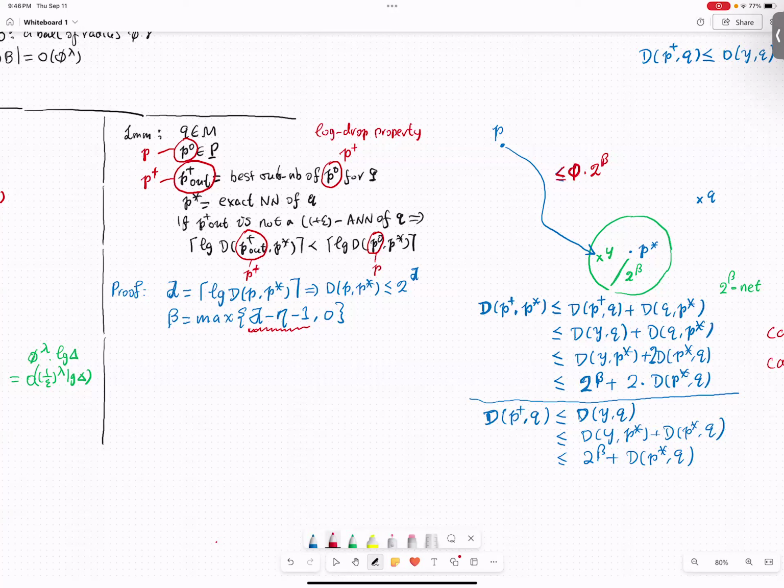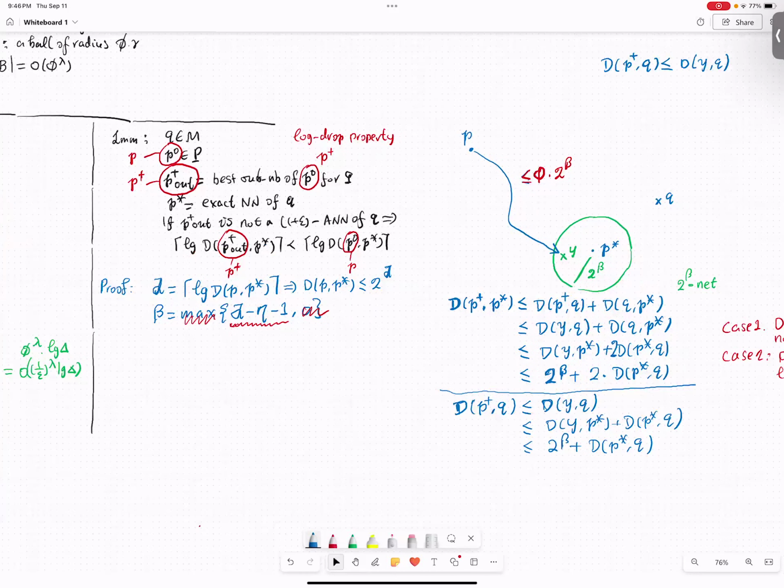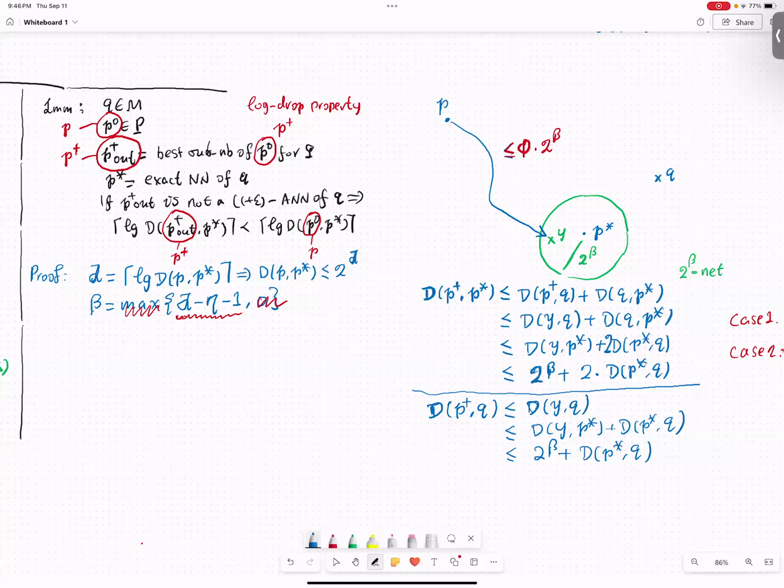Okay, so this is something you can read from the reference included in the lecture notes. So basically I will be assuming that beta is precisely alpha minus eta minus 1. All right, good. So you can see beta is an integer, right? And here we know that beta is precisely alpha minus eta minus 1.